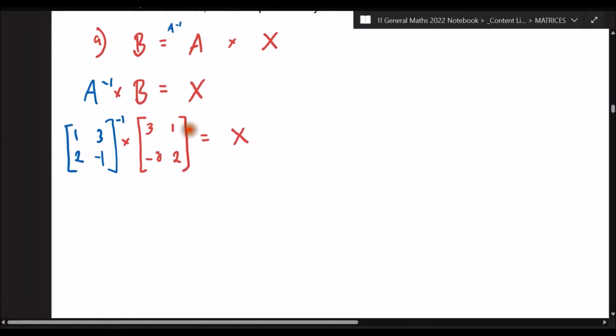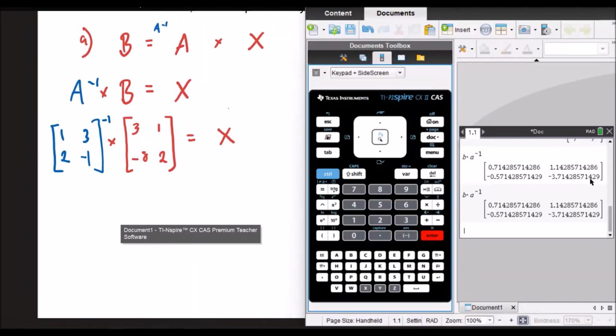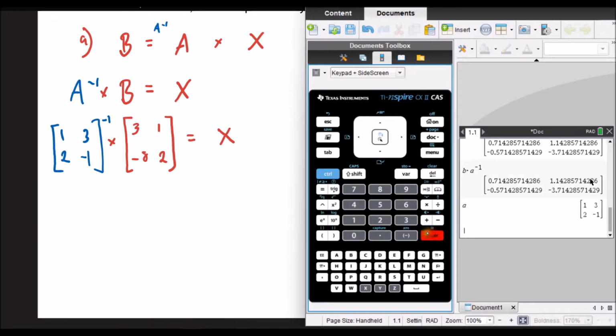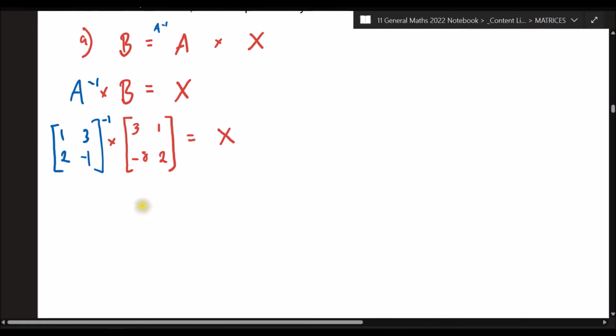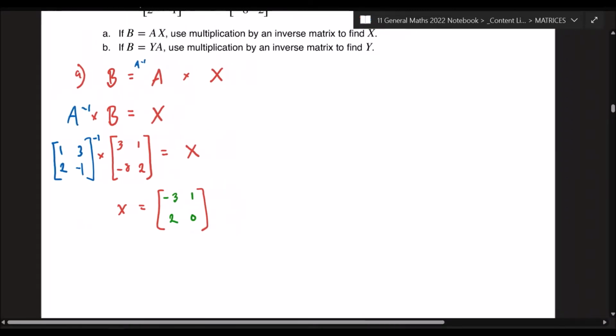All right, so what we're doing here is we're trying to figure out what X is. So let's get our CAS calculator out. I've already done it: that's matrix A, and that's matrix B. So what we're doing is A inverse times B. So A to the power of -1 times B matrix. And there it is: -3, 1, 2, 0. So matrix X is equal to -3, 1, 2, 0. That's basically it. That's all you've got to do for these sorts of questions.